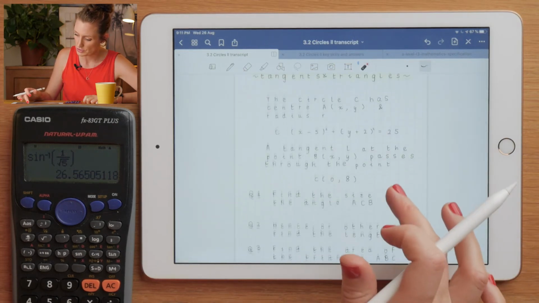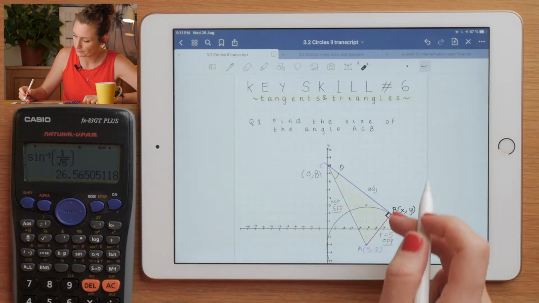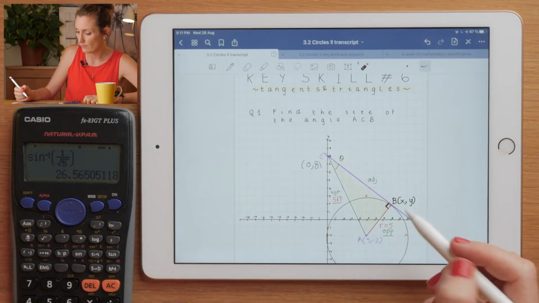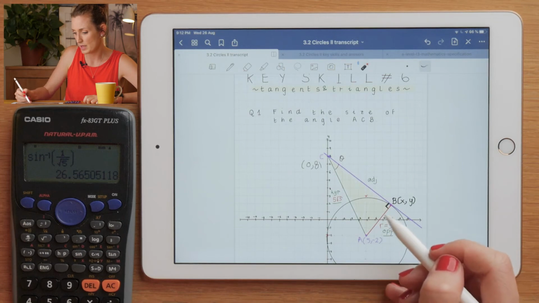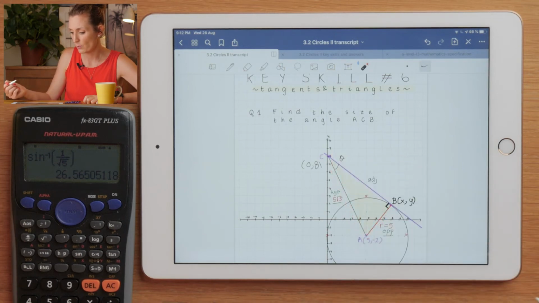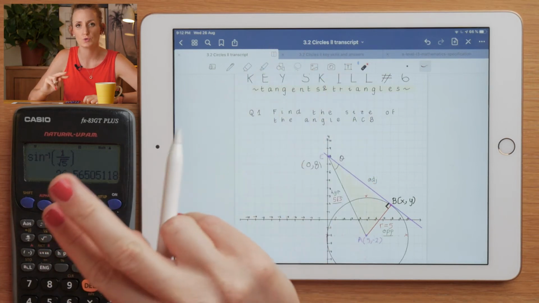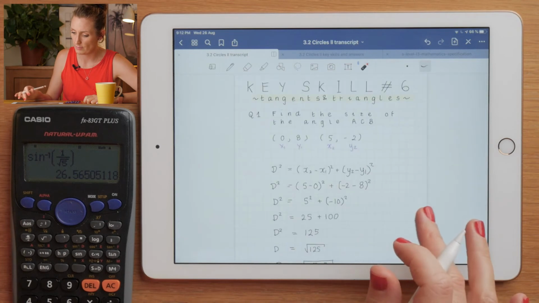Let's have a look at question 2. Hence or otherwise find the length of B to C. So B to C would be this length here. Now, if you think about it, now we've got a right angle triangle and we've got 2 sides. We've got this side and that side, and we're missing the third side. So whenever you have a right angle triangle and you know 2 sides, but you don't know the third side, you can use Pythagoras' theorem.